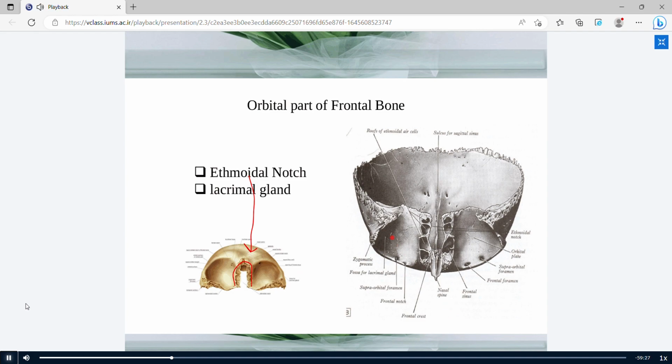At the corner of the orbital plate, there is a fossa. It's here. The fossa is for the location of the lacrimal gland. The lacrimal gland is located here and produces secretion, and the secretion finally drains to the lacrimal sac.